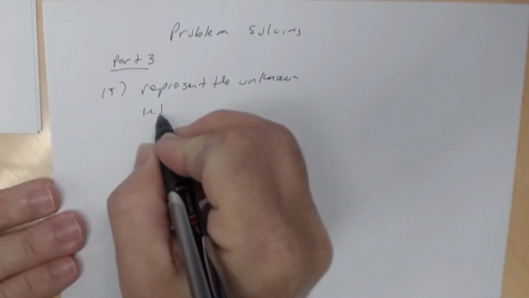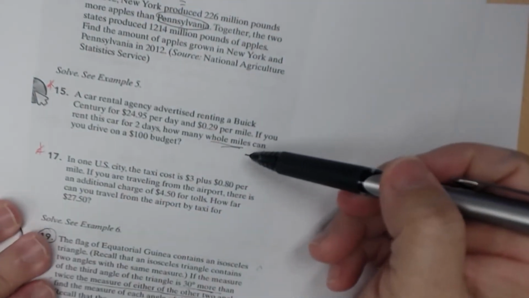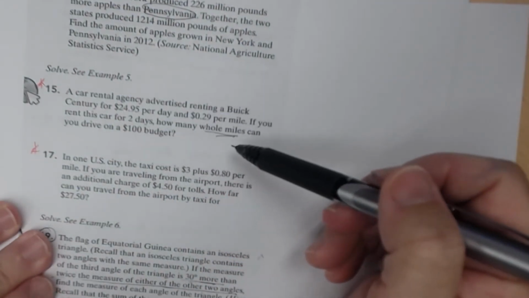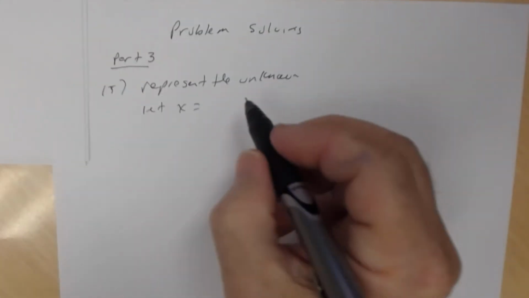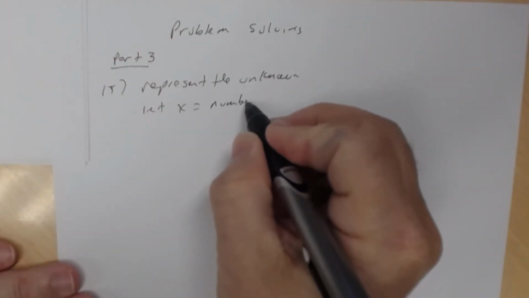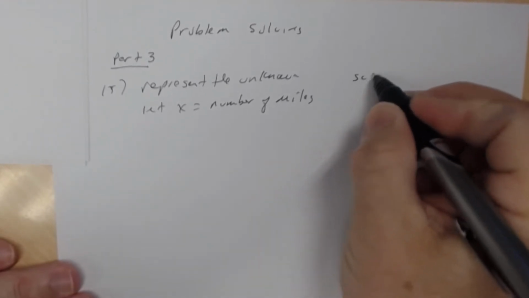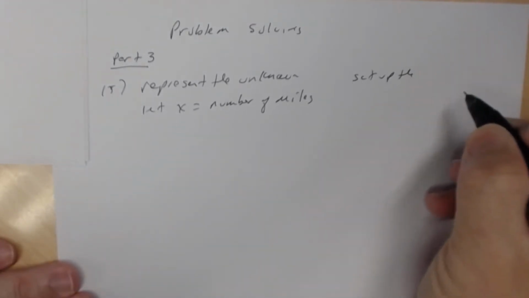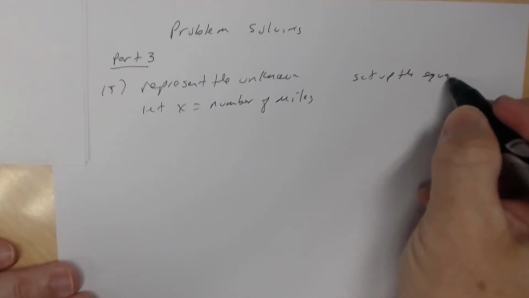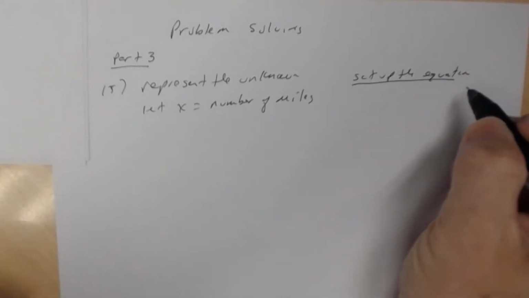So we're going to let x equal, since you're trying to find the number of whole miles you can drive on a $100 budget, the number of miles. Then I'm going to set up the equation. Here's how we're going to set it up.